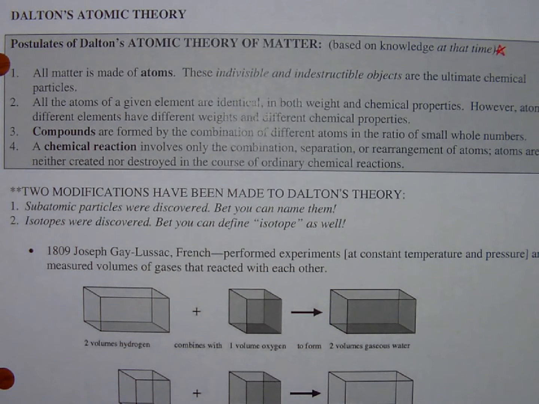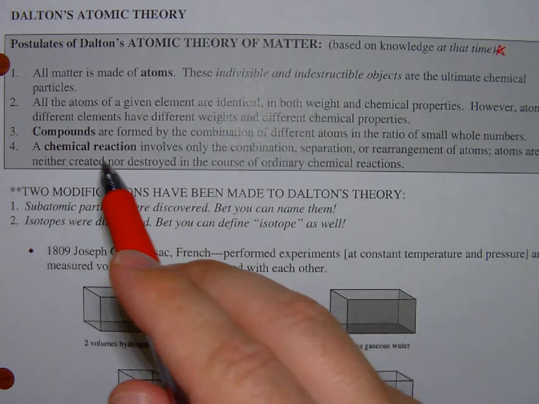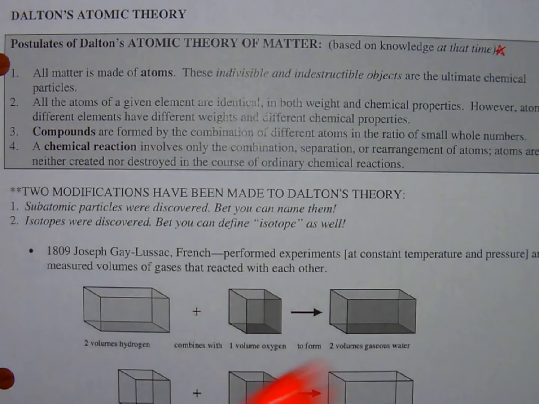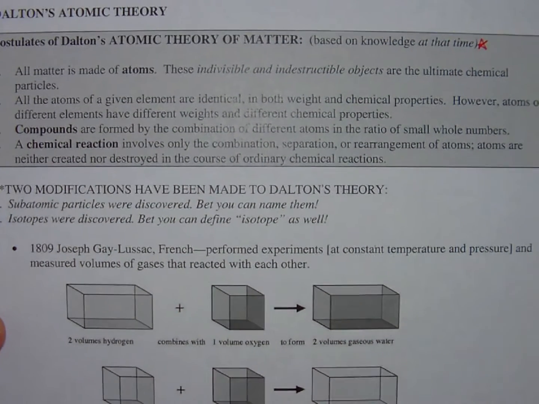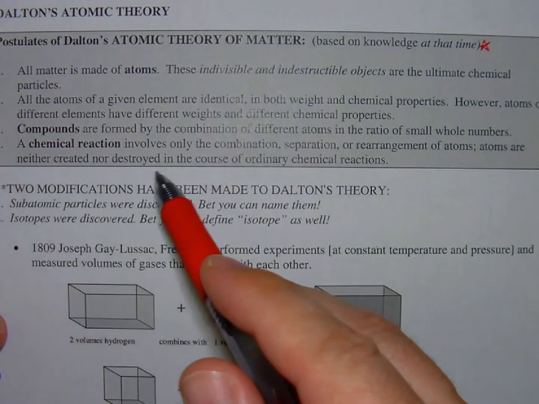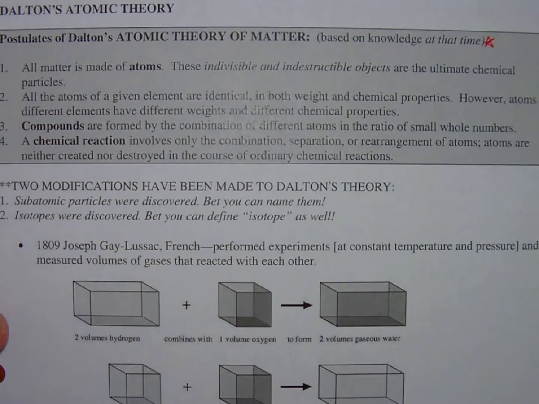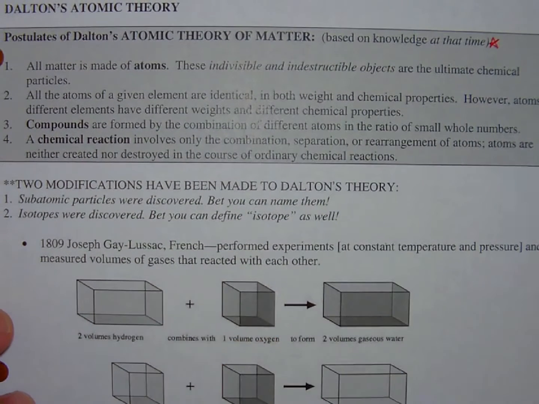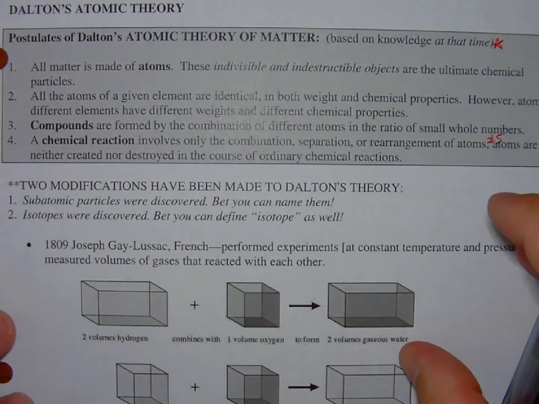I actually believe it's number 4 that was broken up into an extra separate one: that atoms are neither created nor destroyed in the course of ordinary chemical reactions. I believe our Gen Chem book takes this one and then makes it a number 5. So I hope that doesn't throw you guys off.